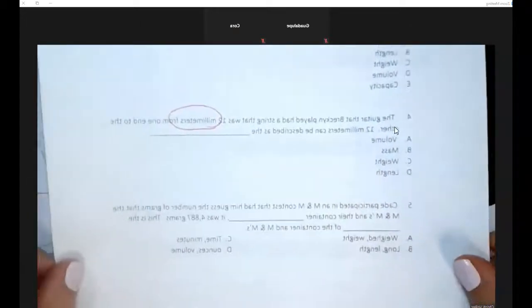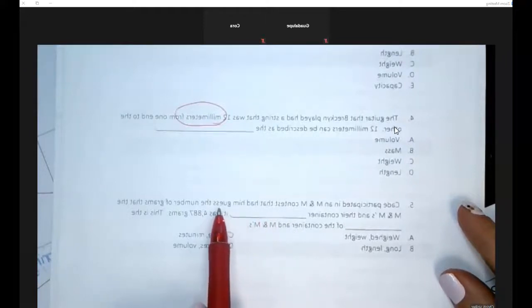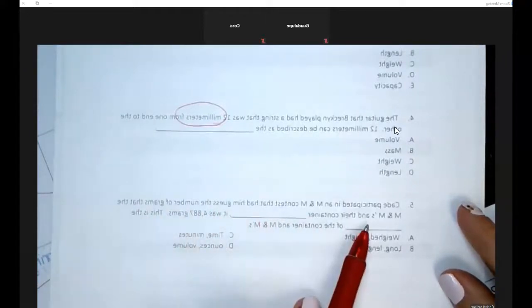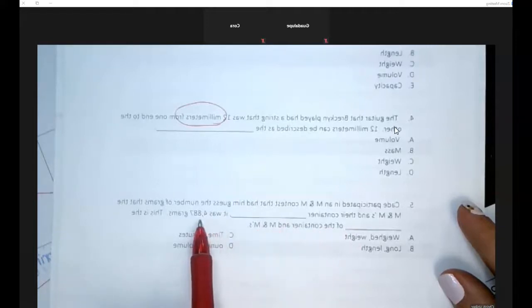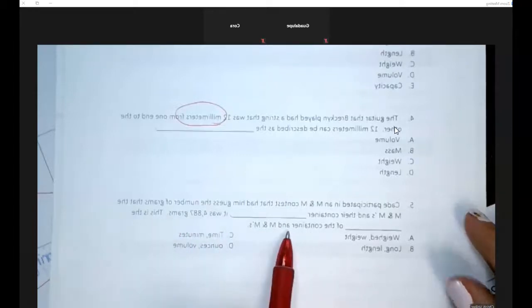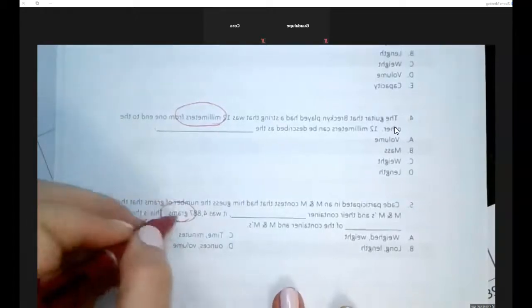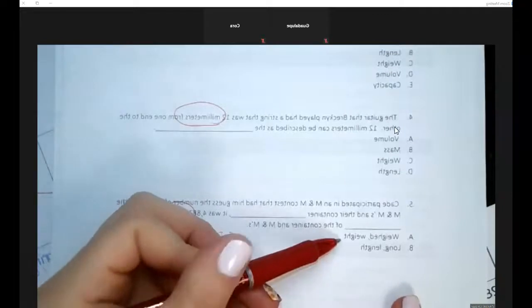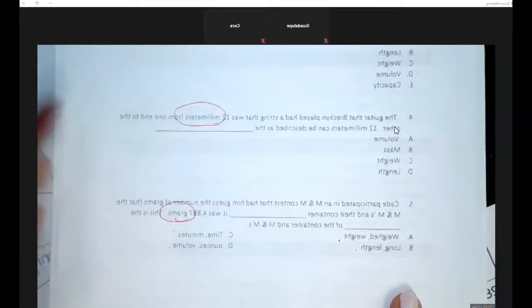Okay. Number 5. Cade participated in an M&M contest and had to guess the number of grams of the M&Ms and their container. It was 4,887 grams. This is the blank of the container and M&Ms. Okay, we're looking at grams. So would that be weight, long and length, time and minutes, or ounces and volume?